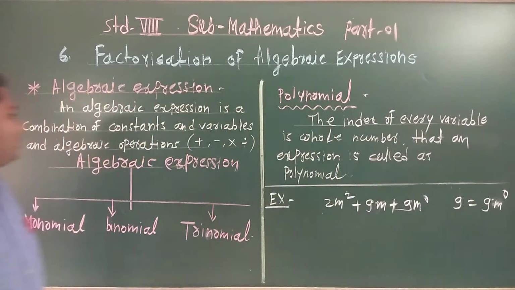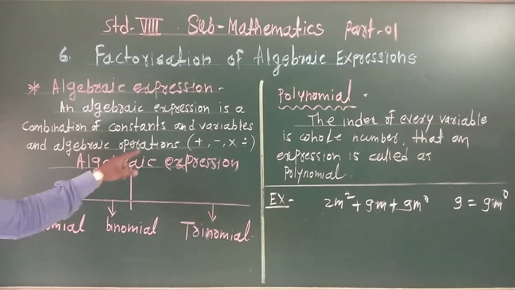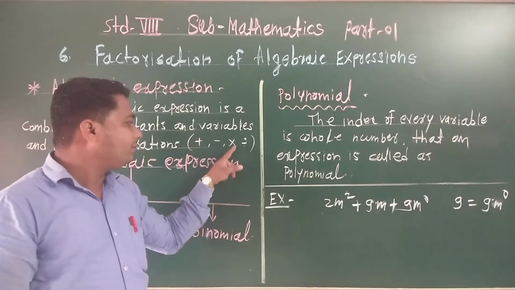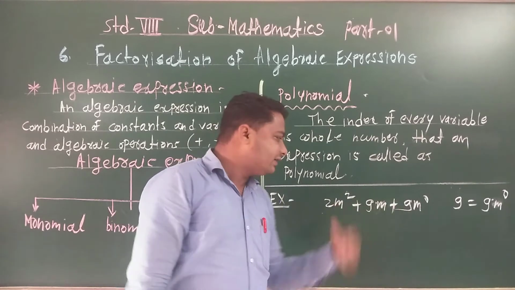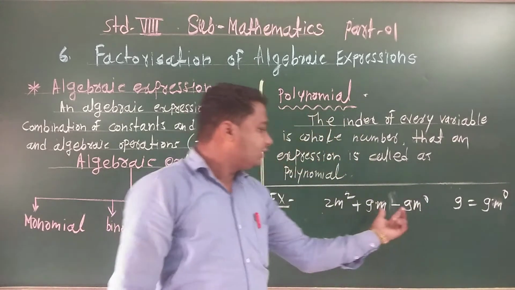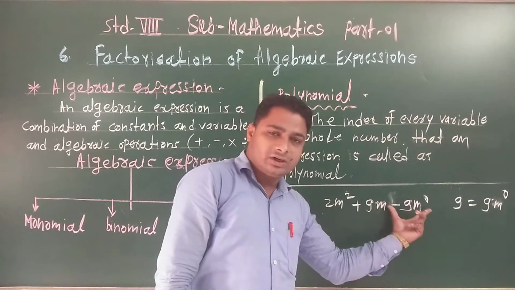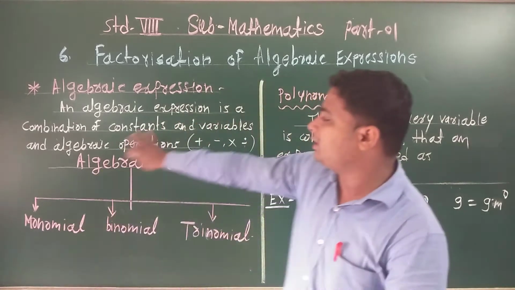The definition of an algebraic expression is a combination of constants and variables with algebraic operations of addition, subtraction, multiplication and division. Addition is given by the plus sign, and we write subtraction in the form of a negative sign. So that is the definition of an algebraic expression.